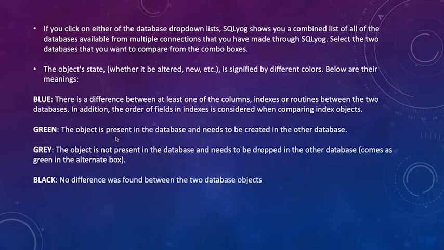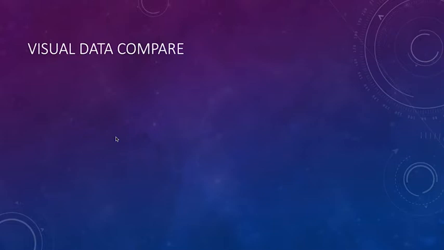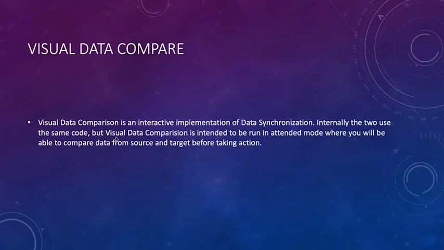Now, if it's black, then there is no difference found between the two database objects. It's as simple as that. Now, as I mentioned before, we have a way to visually compare data and visually sync data. That is called visual schema compare. A visual comparison is an interactive implementation of DBSync, so they use the same code.